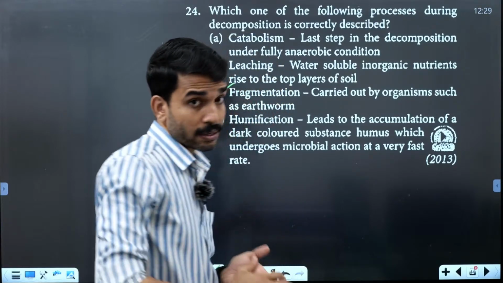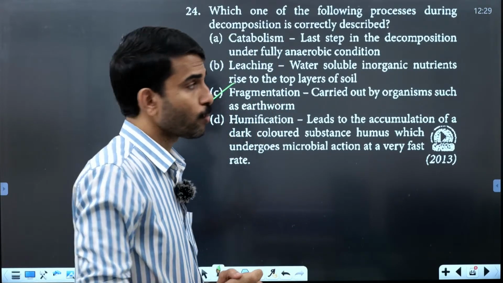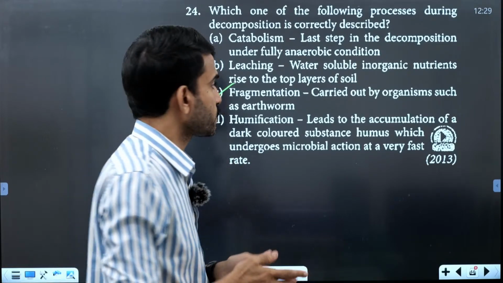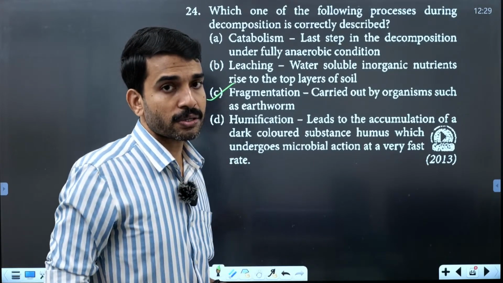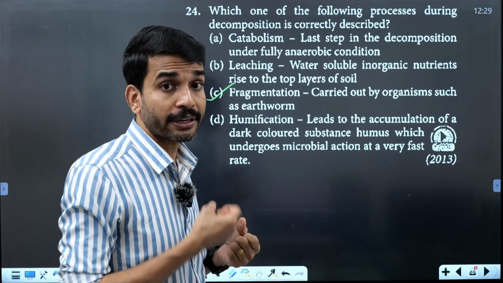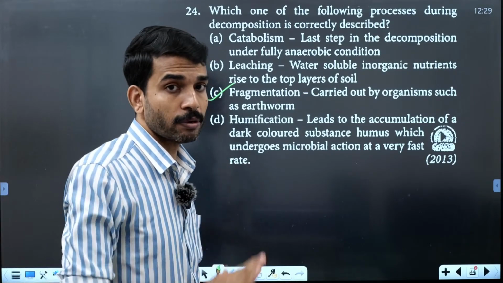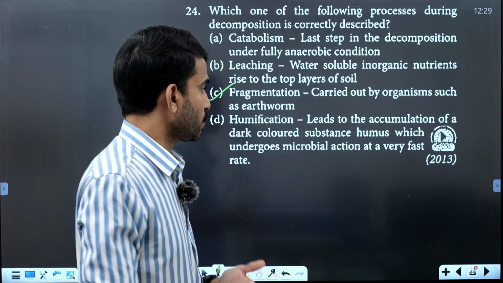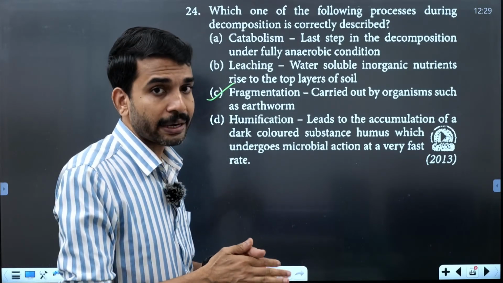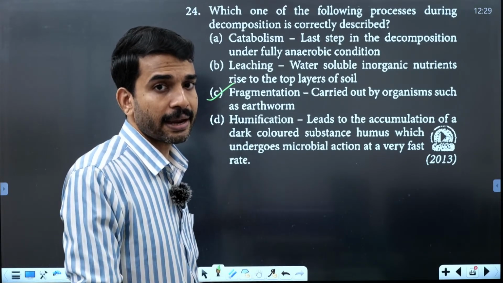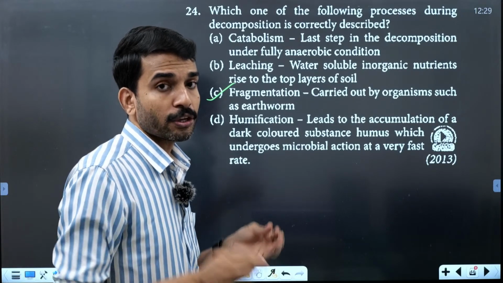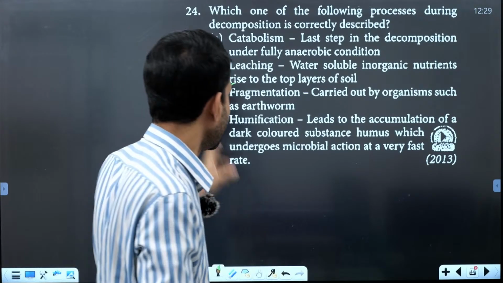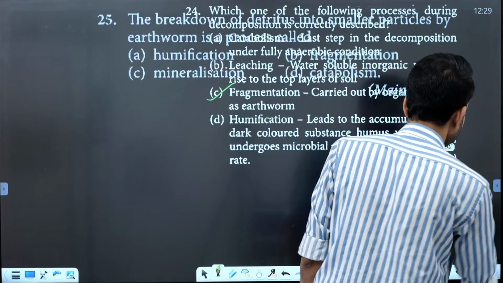Catabolism is not the last step, and it is not an anaerobic process. Decomposition as a whole is an aerobic process. Leaching, water soluble inorganic substances are going deep into soil, where they will be sedimented. It's not rising up. Then we have humification. Humus will be formed, but it is not easily degraded by microbes. Your textbook says it is highly resistant to microbial activity. So the answer is C.